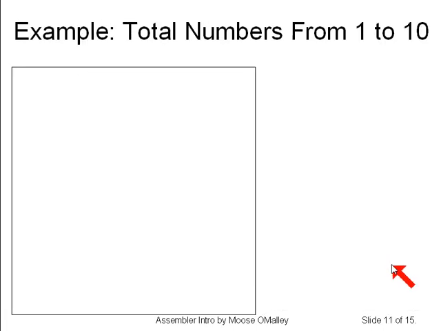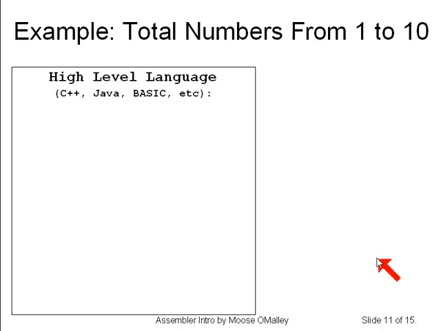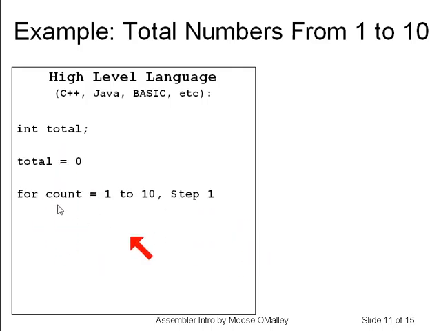Okay. Another example, let's total the numbers from 1 to 10. So we're going to add 1 plus 2 plus 3 plus 4 and so on. In a high-level language, you declare some sort of total and set total equal to 0. And I've got a sort of little BASIC here, if you've done some BASIC: for count equals 1 to 10, step 1. So we're going to increment by 1. So we're going to go 1, 2, 3, 4, 5 each time we go through the loop. And total equals total plus count.